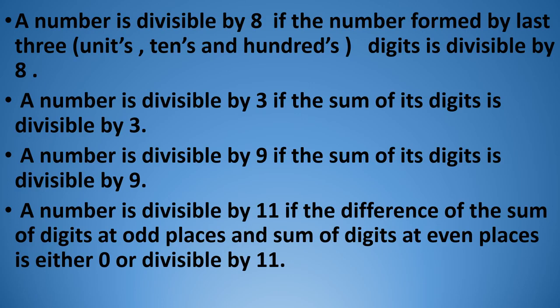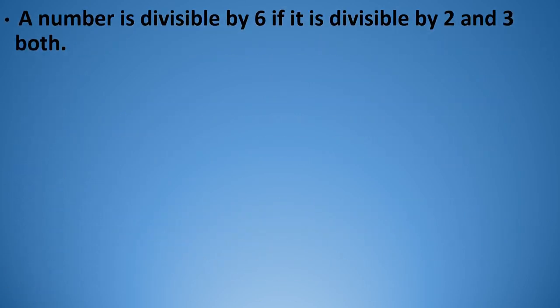Next is 6. A number is divisible by 6 if it is divisible by both 2 and 3. If a number is divisible by 2 and 3 both, then it is divisible by 6. If it is divisible by 2 but not by 3, then it is not divisible by 6. Or if it is divisible by 3 but not by 2, then it is not divisible by 6. So for 6, it must be divisible by both 2 and 3.